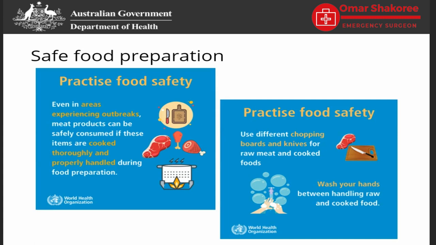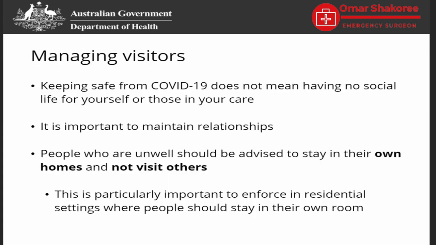So practice food safety. Even in an area experiencing an outbreak, you may follow this instruction. The meat products can be safely consumed if these items are cooked thoroughly and properly handled. Use different chopping boards and knives again for raw meat and cooked food. Also remember to wash your hands between handling raw and cooked food. This is the WHO instruction on safe food preparation.